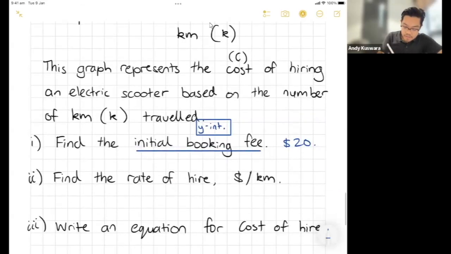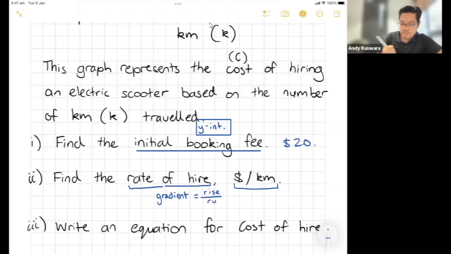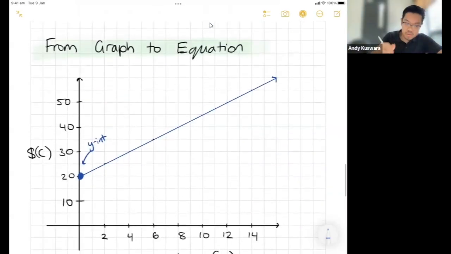Now find the rate of hire. Generally when you see the word rate, or you see something dash something, that's a hint that it's a rate. This here is talking about your gradient. And I hope you guys remember gradient is the same thing as rise over run. So if I'm trying to find the gradient of this, I would find 2 points here that I can kind of see.